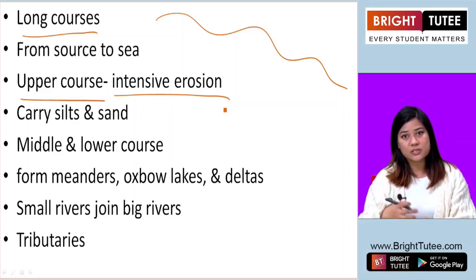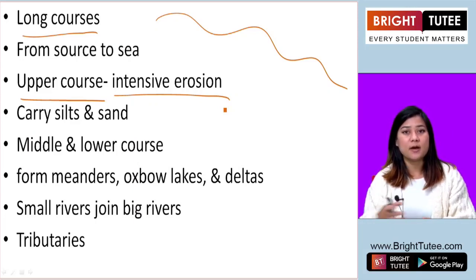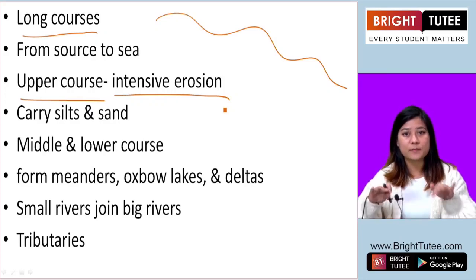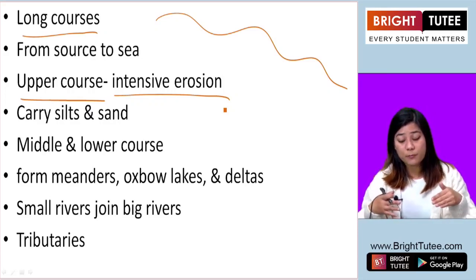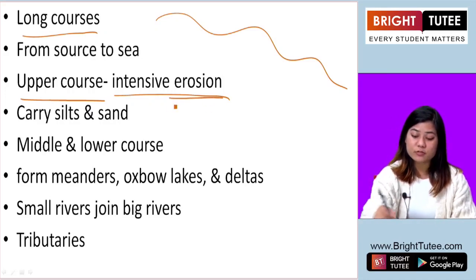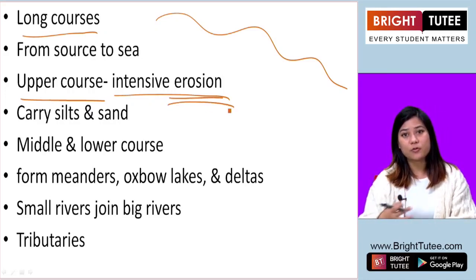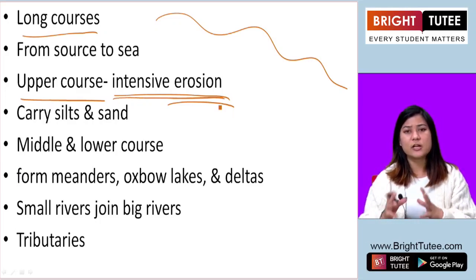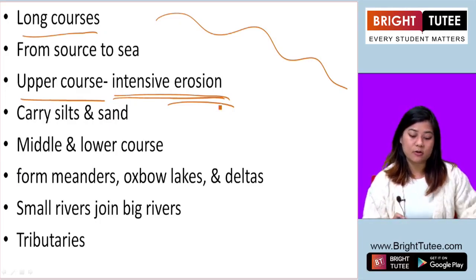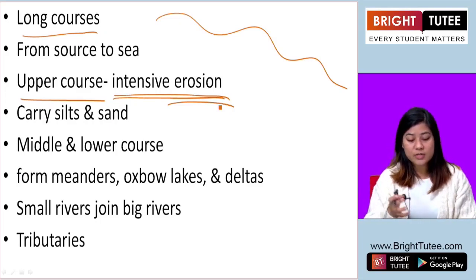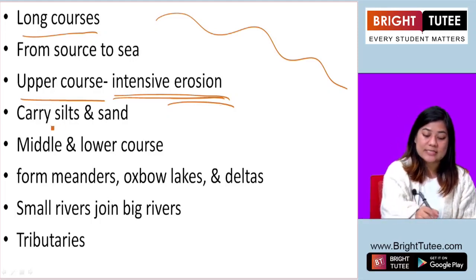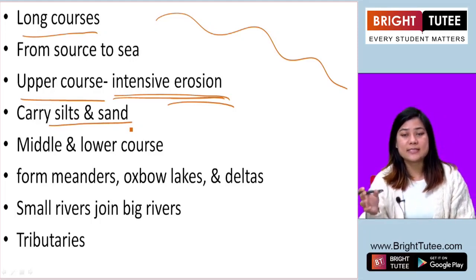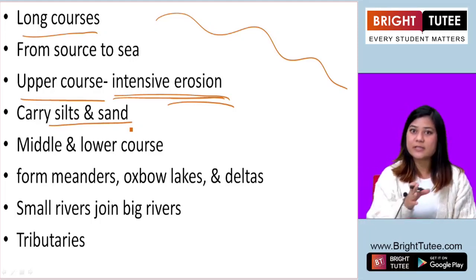So that process of slowly cutting the mud, the rocks, and taking away the sand from the bed or from the sides of the area where it flows, that is called erosion. So in the upper course, these Himalayan rivers have very intensive erosion. The erosional activity here is very intense. As they erode, they carry along with them silt and sand. They're not only wearing away the sand, the silt and the rocks, but they're carrying them as well.